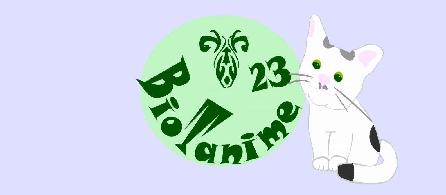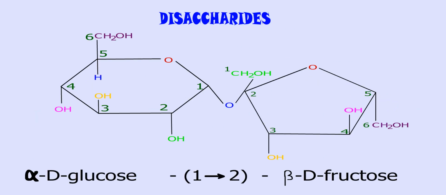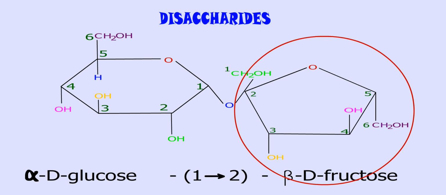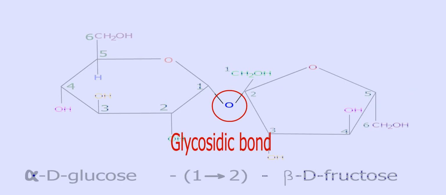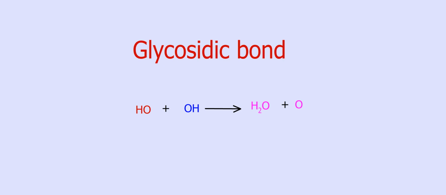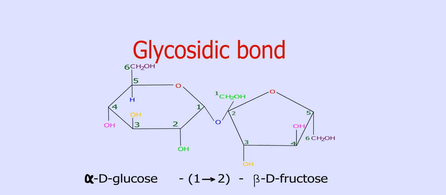Welcome to Biotanime. Disaccharides. A disaccharide is a carbohydrate comprised of two monosaccharides joined together by a glycosidic bond, or glycosidic linkage. Glycosidic bonds are covalent bonds that may form between the hydroxyl groups of two monosaccharides.